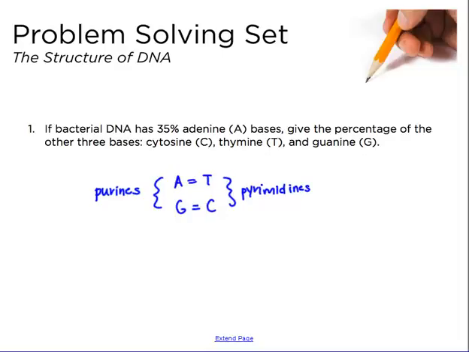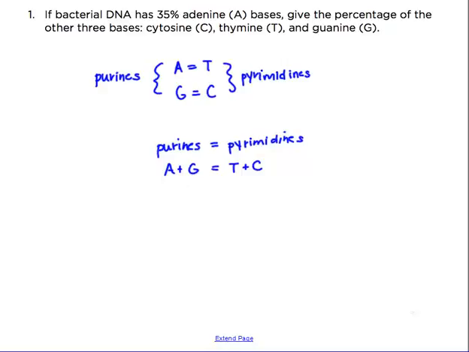So another way to say Chargaff's rules is that the number of purines equals the number of pyrimidines. And what that really means is A plus G equals T plus C. Okay, so this problem tells us that there's 35% A bases. So using this rule, we know that A and T have to equal each other, so therefore there's also 35% thymine bases.